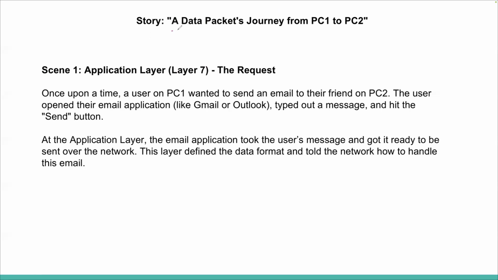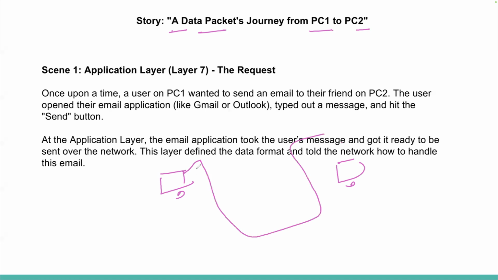So the story is a data packet's journey from PC1 to PC2. I have a PC1, I have a PC2. Data starts from the 7th layer, goes to 6, 5, 4, 3, 2, 1, then comes to a different application. From one application to another application, how data gets transferred with the help of the OSI model, we'll understand that.